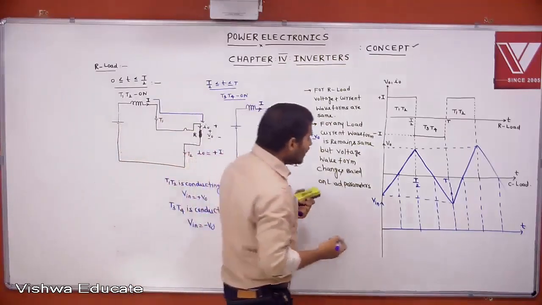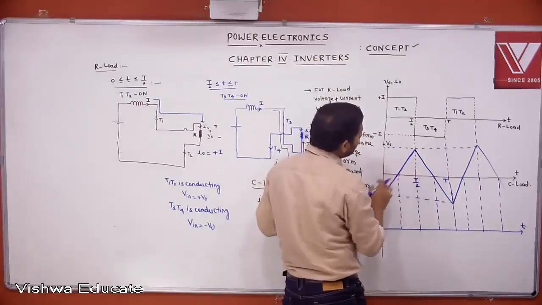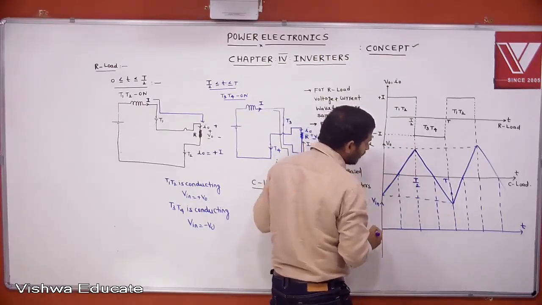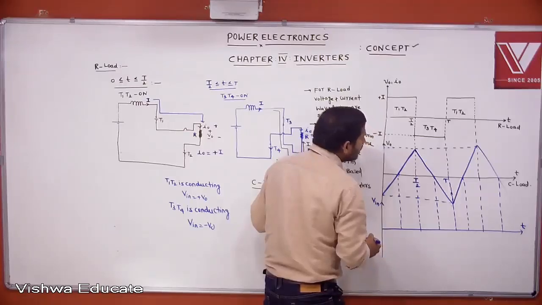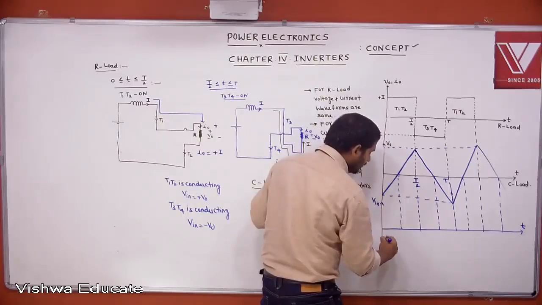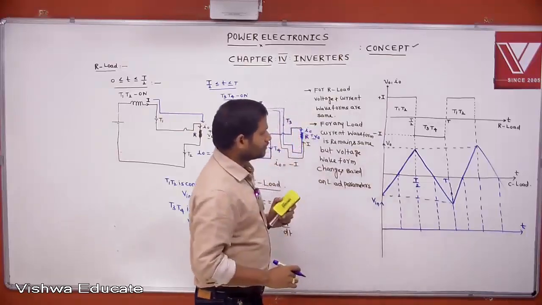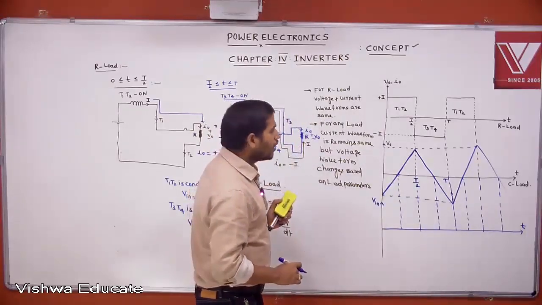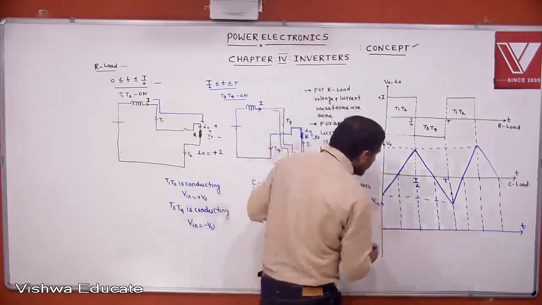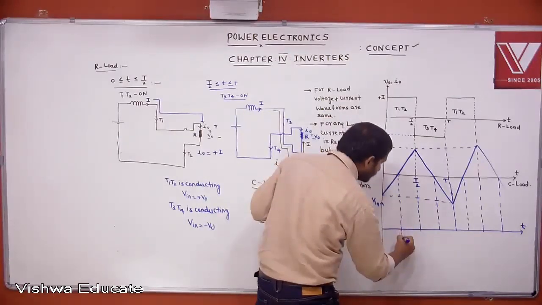Then with this, if you draw the waveforms, here T1, T2 is conducting. Then Vn equal to plus V0, if T1, T2 is conducting. Okay. Now we can draw this Vn waveform. Then how can we get it? Vn we can get like this.